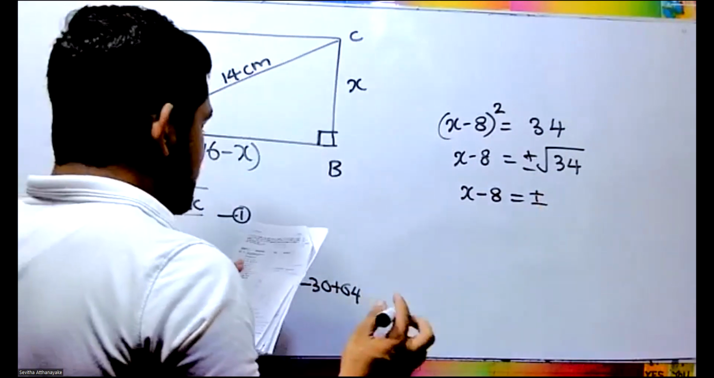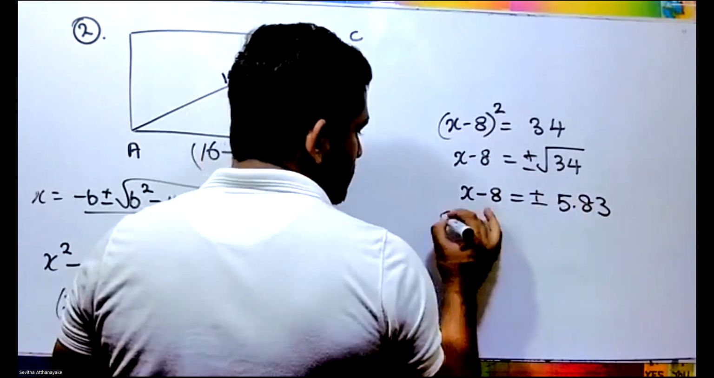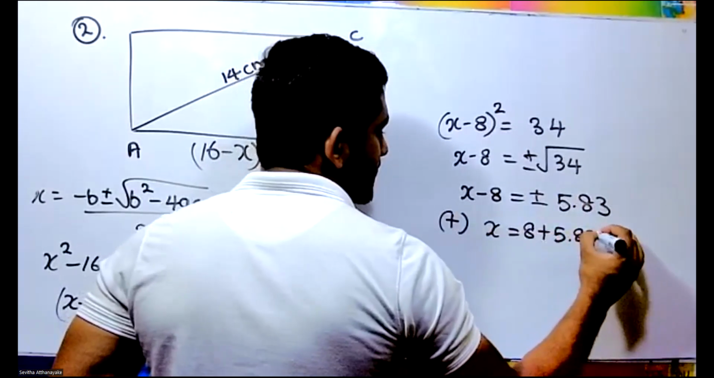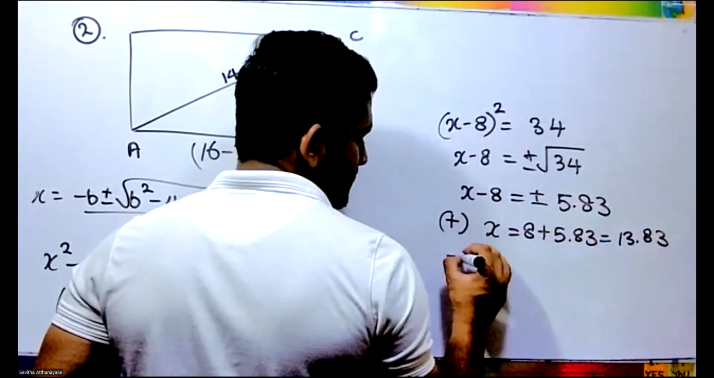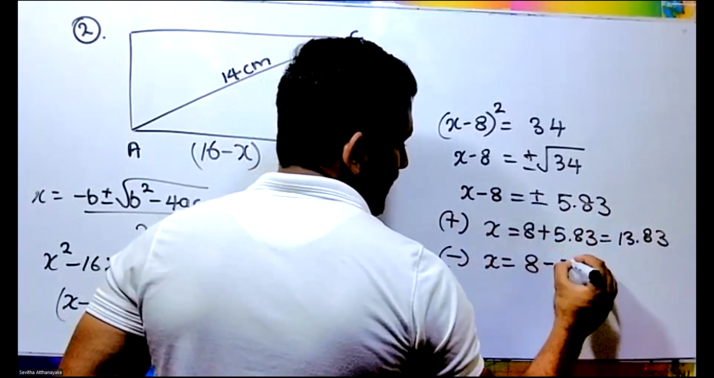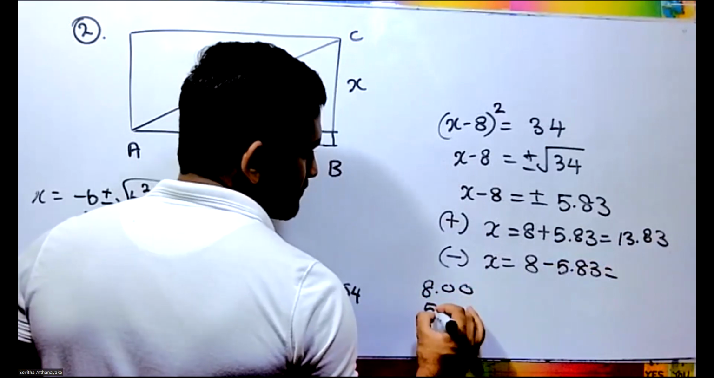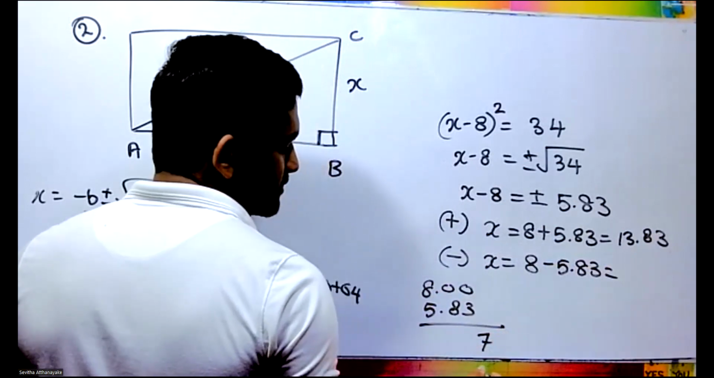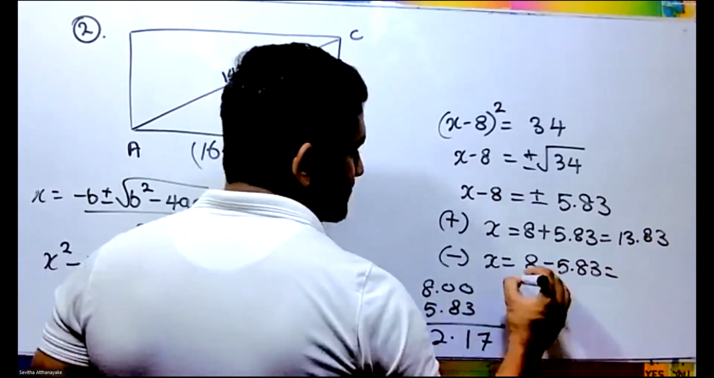They have given that root 34 equals 5.83. So taking positive, x equals 8 plus 5.83, 13.83. Taking negative, x equals 8 minus 5.83, which is 2.17.